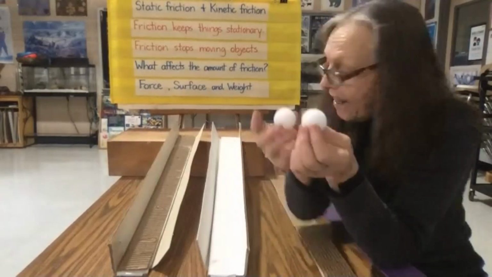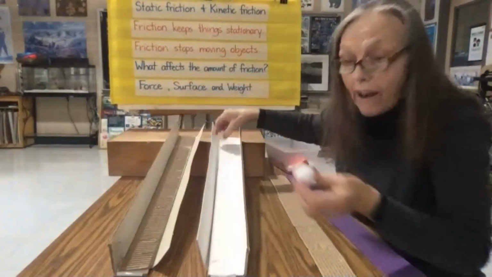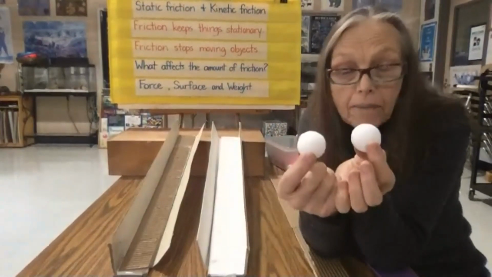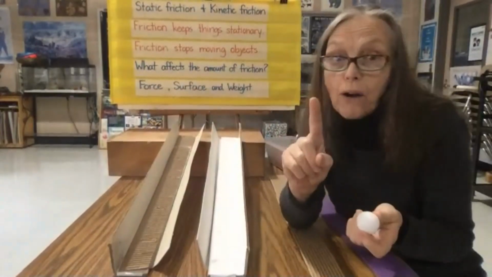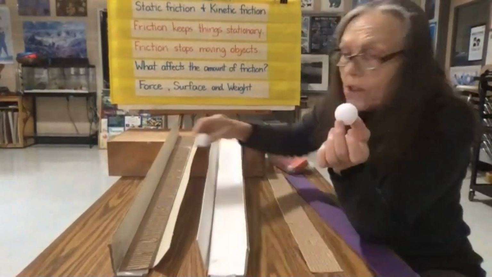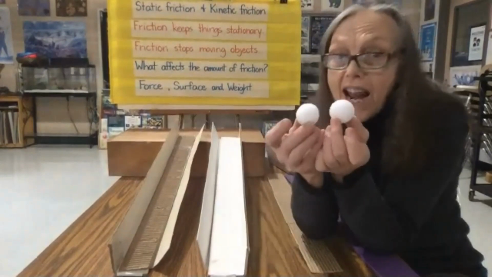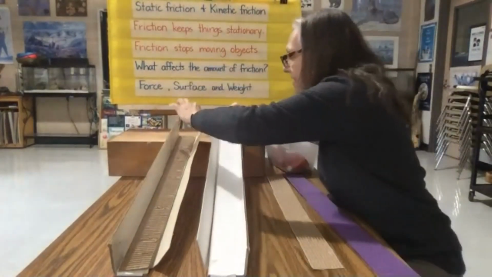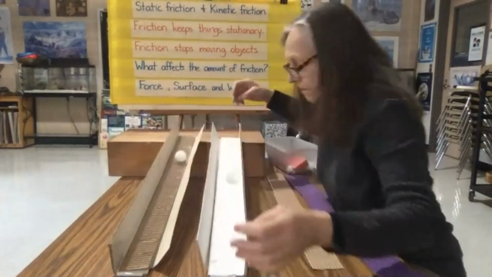So if I have them at the same height, the gravity is going to pull them down the same amount of force on each ball, the balls are the same. I'm going to change one thing for my test. So which one would you predict? Which surface do you think will slow down my little balls? I wonder. Let's see.